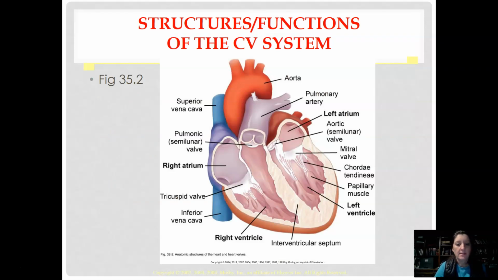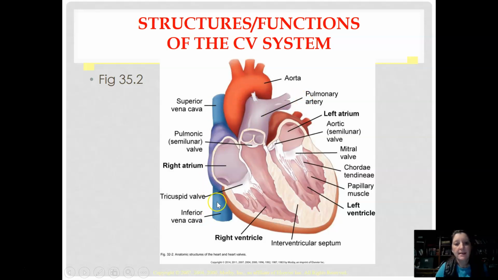So starting out, this is a cut section. If we cut through the heart down the middle, we can see the right atrium, the left atrium, the right ventricle, and the left ventricle. Just as a reminder, the left ventricle pumps to the brain and the body, and the right ventricle pumps to the lungs. You can see that the pulmonary artery here is colored purple, and that's because this blood is not oxygenated. This is the only artery in the body, the pulmonary artery, that carries deoxygenated blood. So that's why it's purple. All the other arteries are going to be red.